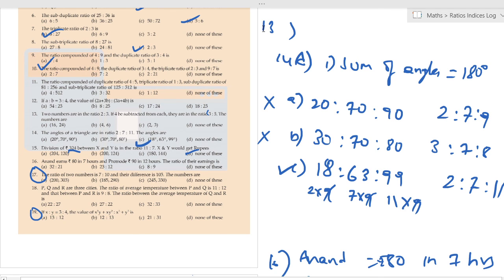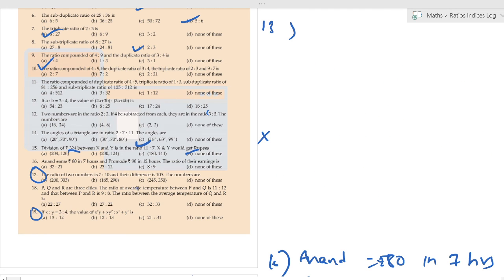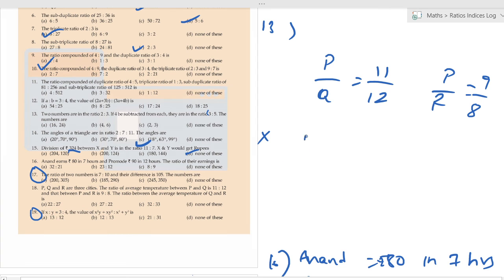So I'll solve the 18th question also. P, Q, R are three cities. The ratio of average temperature between P and Q, P by Q, is equal to 11 by 12. And P by R is equal to 9 by 8. They are asking the ratio between Q and R, Q by R equals how much? So can I say Q by R, I'll write it as Q by P into P by R. Anyhow, P gets cancelled. It will be Q by R only.